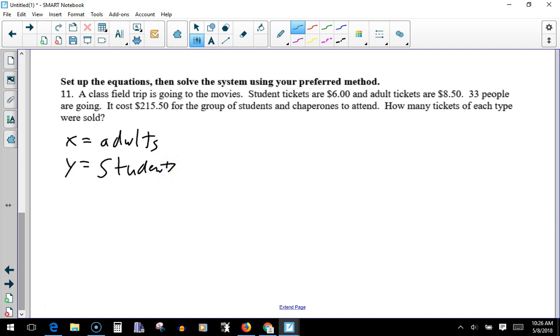Some of you might use A and S. That's okay. So number. I don't know how many adults and I don't know how many students. All I know is there's a total of 33 people. Okay? So that's my number. Unknown number, and 33 known. My cost. The cost for student tickets, remember students is my y, so that's going to be 6y. And my adult is going to be 8.5x. Equals the amount of money made. 215 or gathered up, however you want to put it.